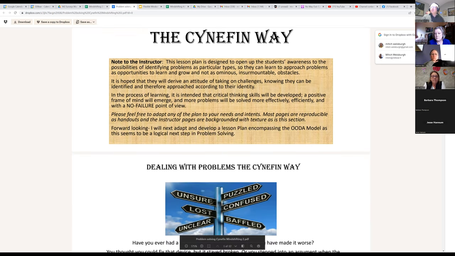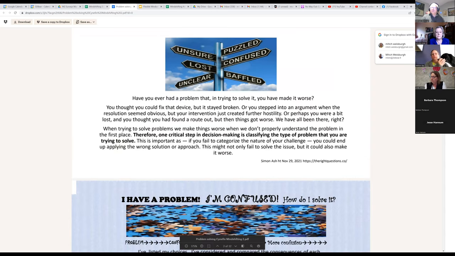And then on the next page, dealing with problems the Kinevin way. I like this quote. It was from Simon Ash. It says, have you ever had a problem that in trying to solve it, you've made it worse? Well, yeah, I have. I think most of us have. And if you skip down to the second paragraph, when trying to solve problems, we make things worse when we don't properly understand the problem in the first place. Therefore, one critical step in decision-making is classifying the type of problem that you're trying to solve. This is important, as if you fail to categorize the nature of your challenge, you could end up applying the wrong solution or approach. And this might not only fail to solve the issue, but it could make it worse, and that's so true.